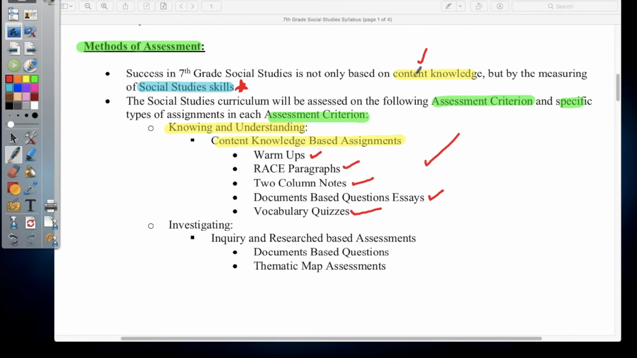Content knowledge is important, like I said, but what's more important are the skills of how you apply, use, and obtain that knowledge. That's much more important in my opinion. So that's what we'll be focusing on a lot. Let's go on and talk about those social studies skills real quick. Let me clear my annotations here.